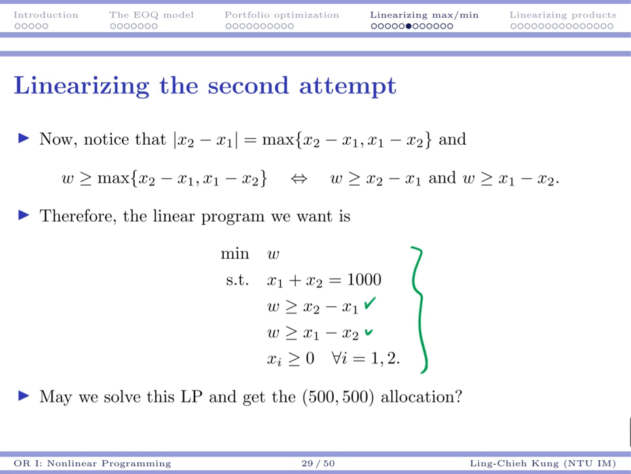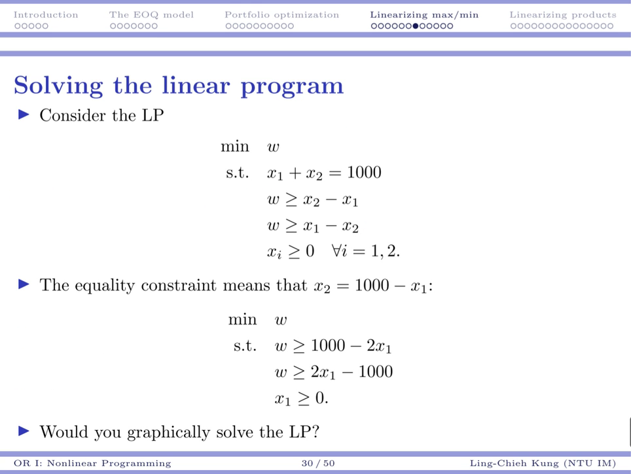So lastly, maybe we may try to solve this LP and really show you we would get a 1/2 allocation. Well, that's not too hard. You have 1, 2, 3 decision variables, but actually you have an equality constraint that always allows you to remove one variable, for example, x2. So we're going to replace x2 by 1000 minus x1, then our formulation becomes this one.